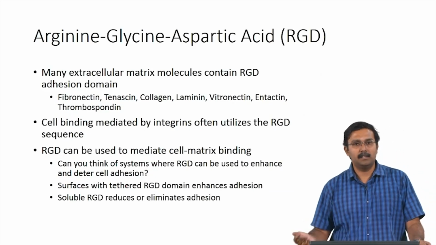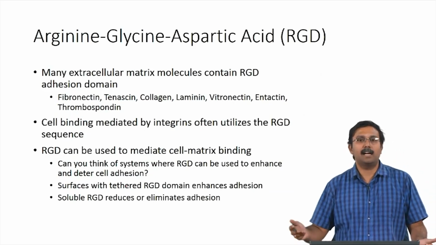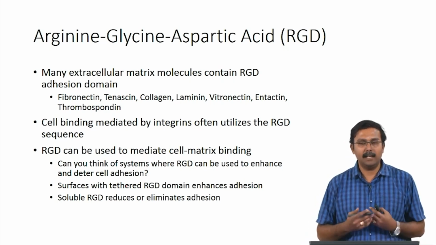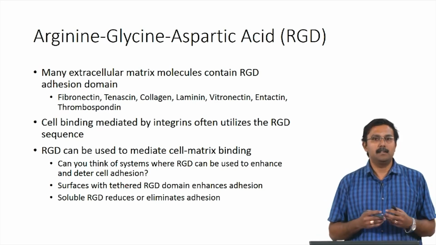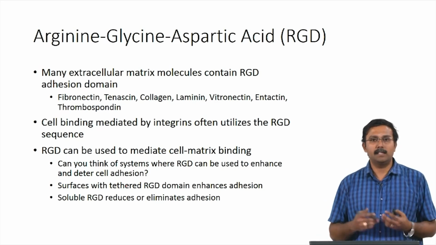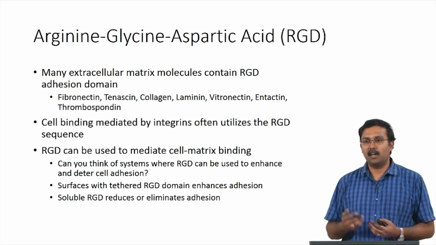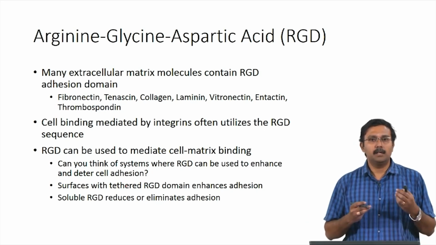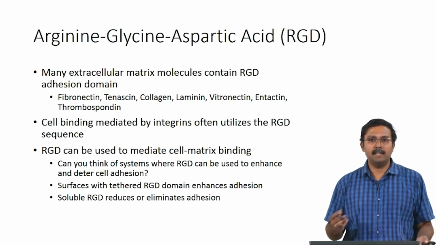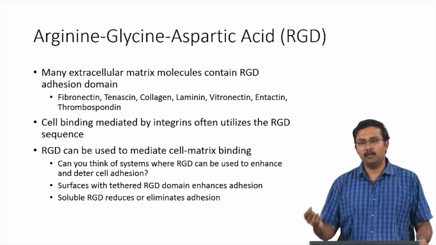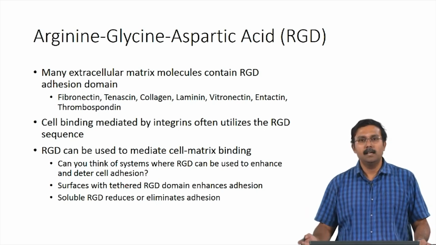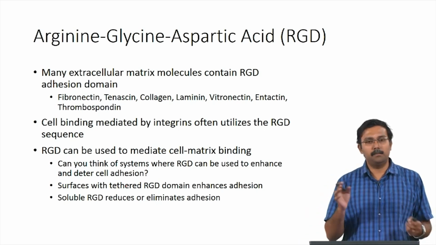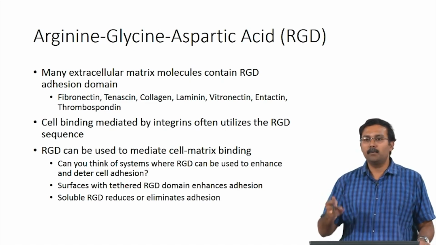RGD is one of the ligands which interacts with integrin. So, many ECM molecules contain RGD domains. So, this is very popular. Fibronectin actually contains a lot of RGD, so does collagen and laminin and even keratins and so on. So, cell binding through this RGD domain is often mediated through integrins, and this was one of the early peptides which were used for improving cell adhesion.